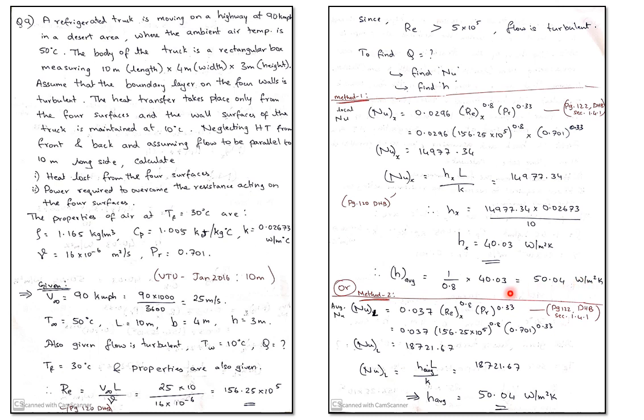Now we shall go with the second method. Here the Nusselt number is in terms of local. 0.037, the same formula you get from page number 122, but it is in terms of local. Just substitute the values of Re and Prandtl number to get the Nusselt number. Similarly, Nusselt is equal to h average into L by k. Substitute the values of L by k and we get h average as 50.04. So you can choose either method to find the average heat transfer coefficient.